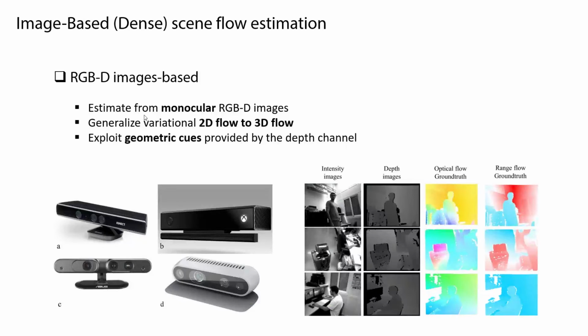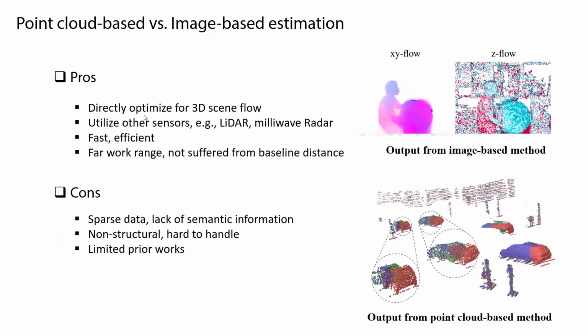With the advent of commodity depth sensors, you can see in the left figure, it's feasible to estimate the scene flow from monocular RGBD images. In the past decade, many methods were proposed to use RGBD sensors. Some generalize variational 2D flow to 3D flow, while some methods try to explore more geometric cues provided by the depth channel. The content in the last two slides is about image-based scene flow estimation.